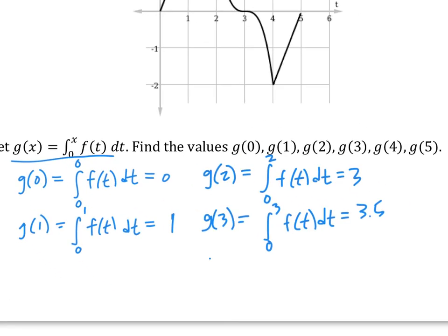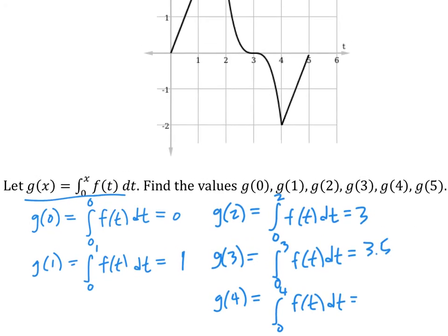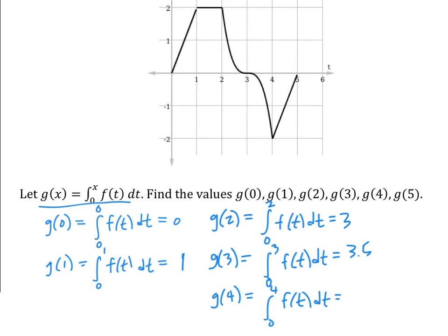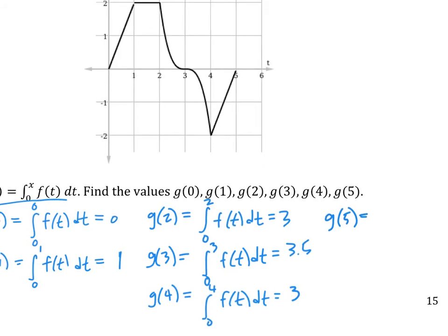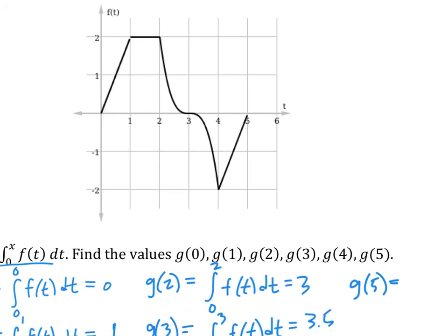All right. G of 4, integral from 0 to 4, f of t dt. 4. What? That was 3. Remember, below x-axis, subtract. Okay, G of 5. 2. Yes. We subtracted out this part and this part, so it's just 2. Okay, good.